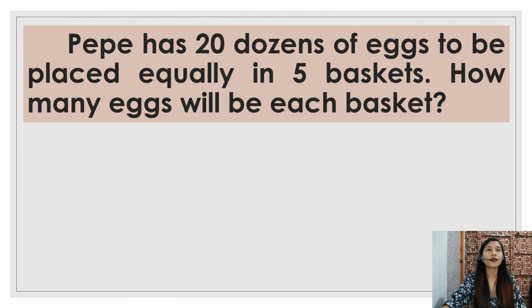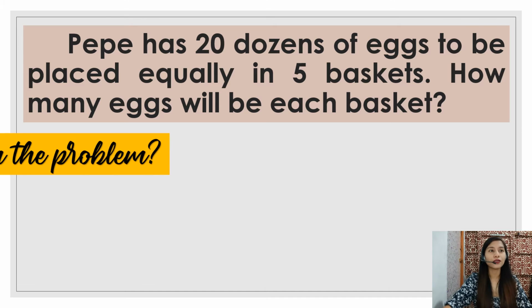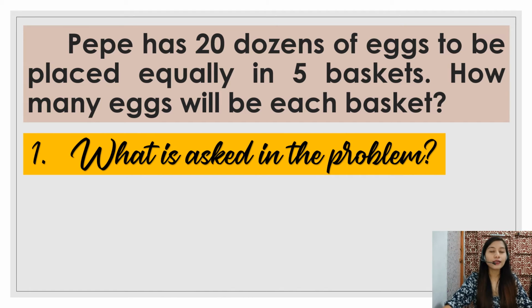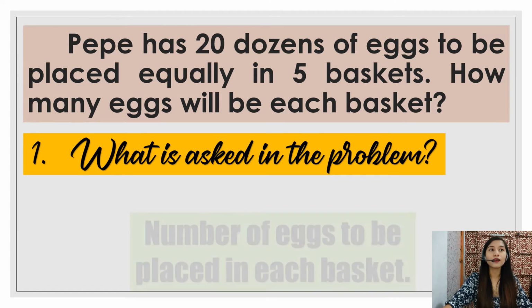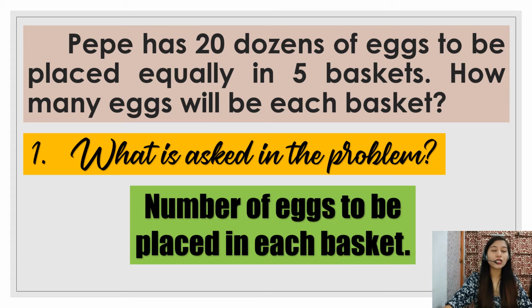So Pepe has 20 dozens of eggs to be placed equally in 5 baskets. So how many eggs will be in each basket? So first, in order to solve this one, we have to follow the steps. The first step is to know what is asked in the problem. So what is asked in the problem? Of course, it is the number of eggs to be placed in each basket. Okay?